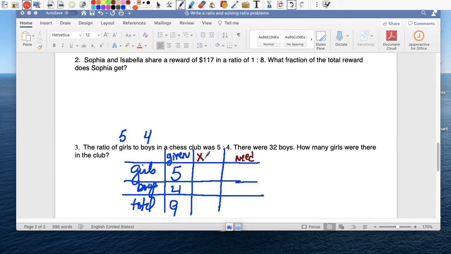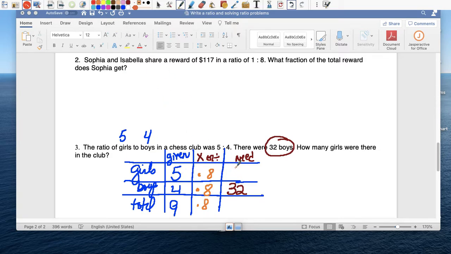So here is going to be times or divide. So what do we do here? What happens when there's 32 boys? When there's 32 boys, how many girls are in there? So let's put 32 over here. Ask yourself, how does a 4 become 32? Well, this one is easy, times 8. So here it's going to be times 8, and here times 8. Everything's going to be times 8.